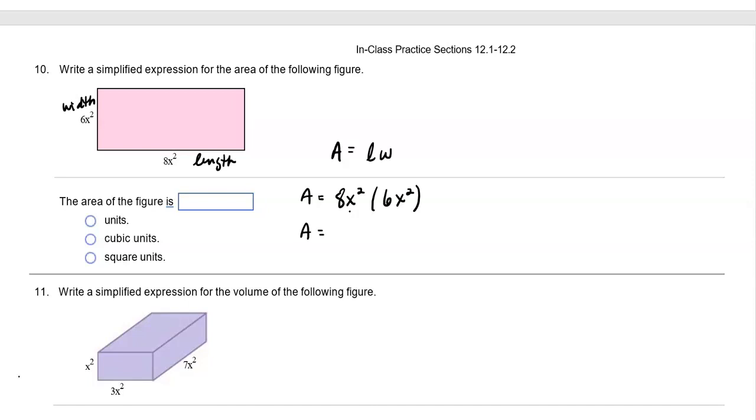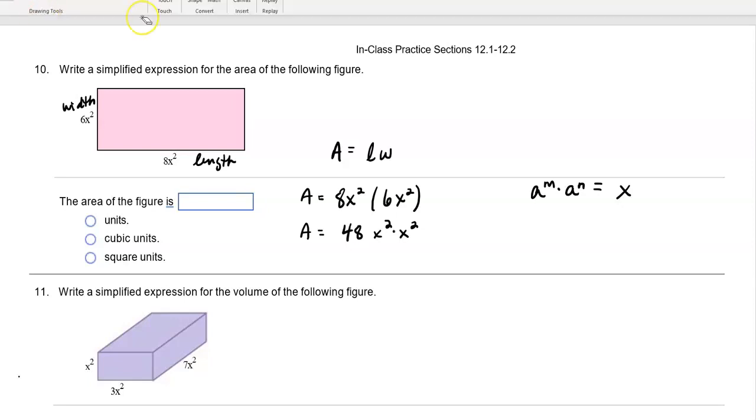Of course we're multiplying 8 times 6, those are just the numerical coefficients, and that equals 48. But when we multiply x squared times x squared, remember we are applying the product rule here, which means when multiplying like bases, we keep the base and add the exponents.